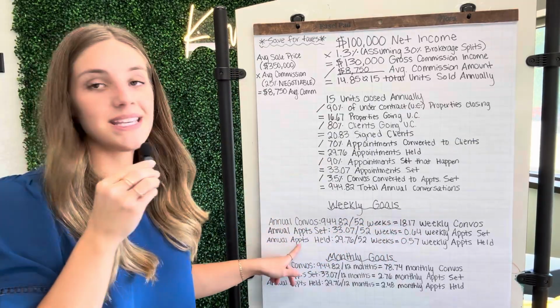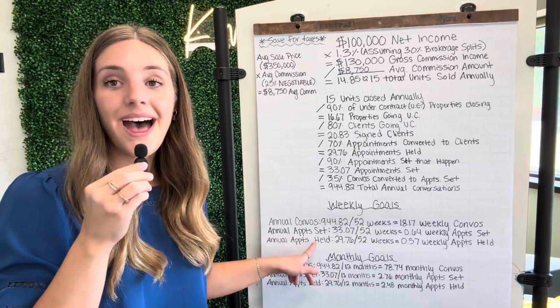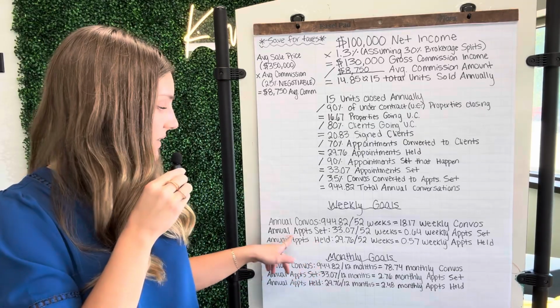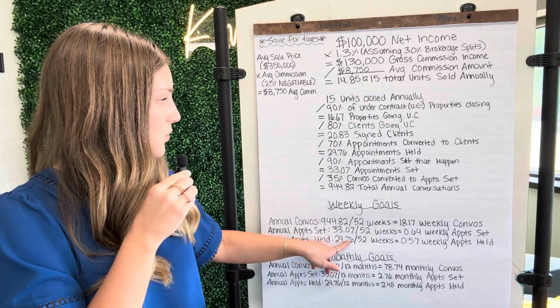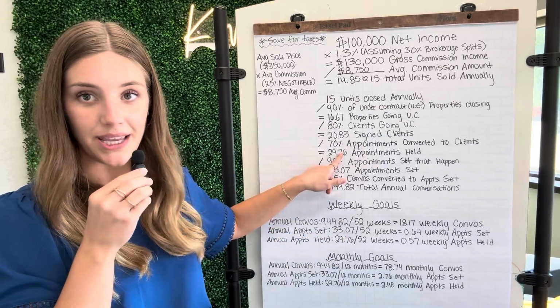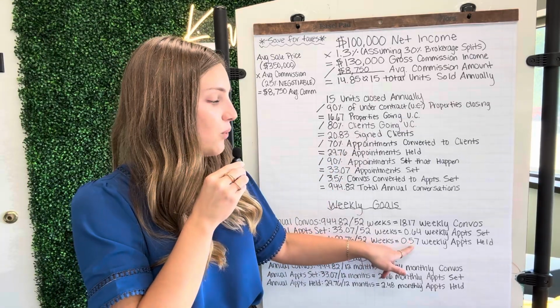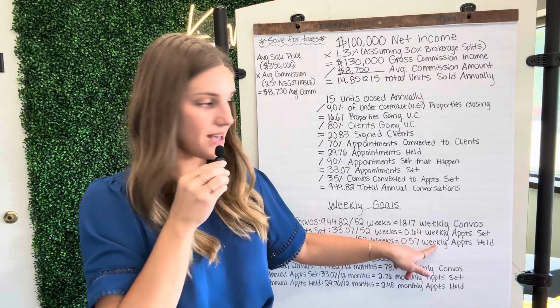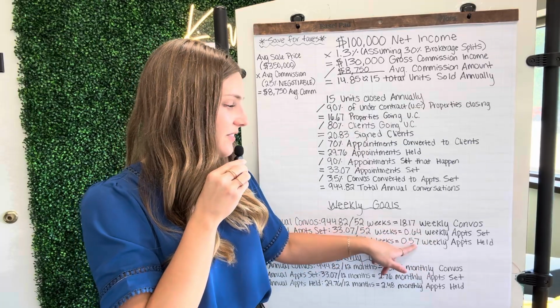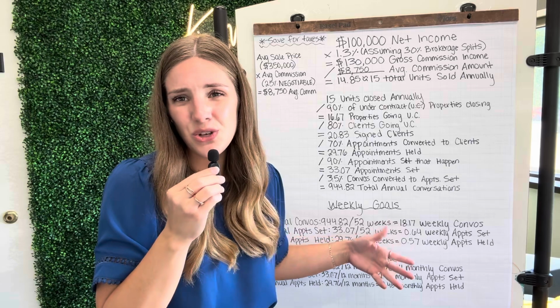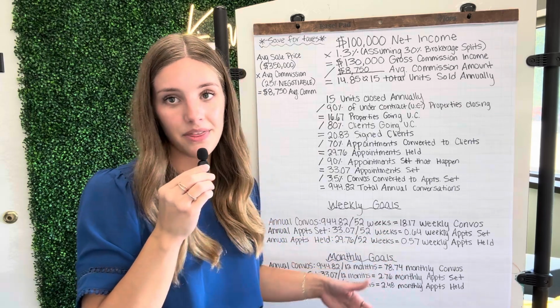And then our last one is how many appointments held that you need to have weekly. So we take your appointments held number, the 29.76, which comes from right here. And again, we divide that by 52 weeks to give you 0.57 weekly appointments held. So this roughly means you need about a little over 2 appointments every month.